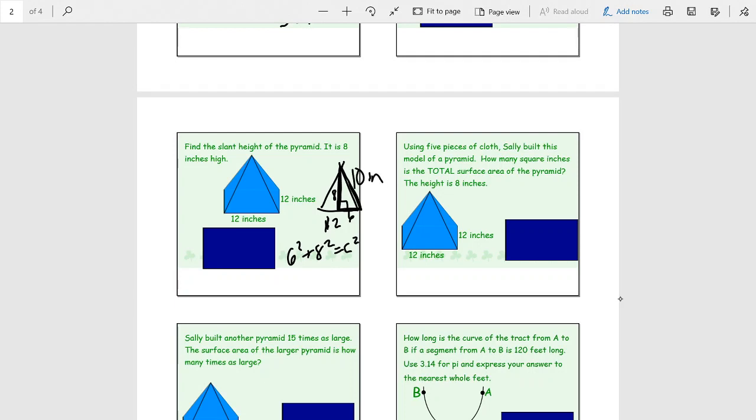All right, now with this, using 5 pieces of cloth, Sally built the model of a pyramid. How many square inches is the total surface area of the pyramid? So let's find the total surface area, which means we need to find, in this case, 4 of the same triangles going all the way around, and then the area of the base.